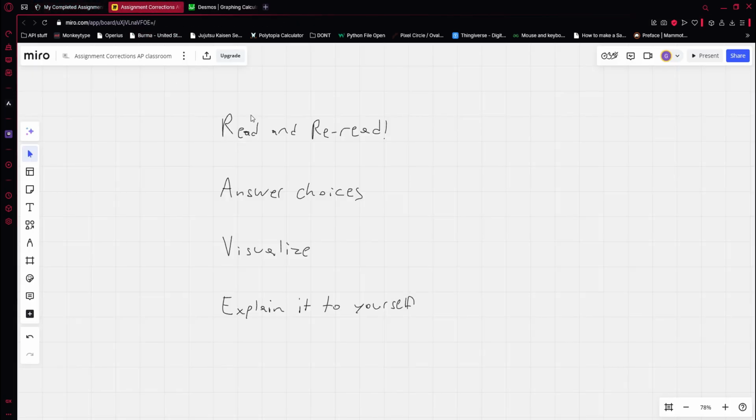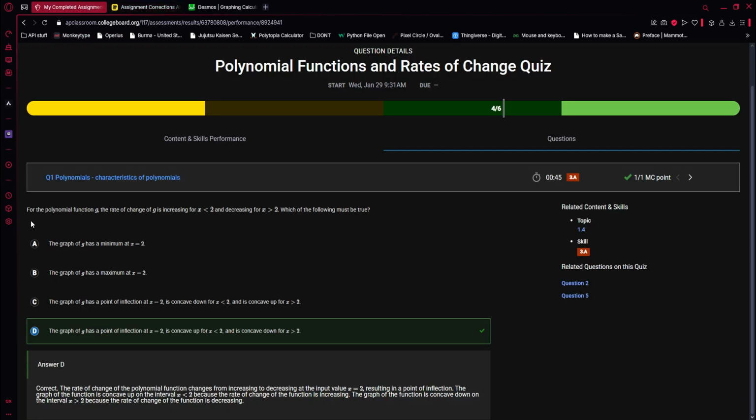And remember, you may not have watched the last video, but we have an acronym, RAVE. It's our way of simplifying complex problems. So first we read and reread. Polynomial function, the rate of change is increasing and decreasing. So we're looking at concavity, right? Because increasing rate of change and decreasing rate of change has to do with concavity. Got it.